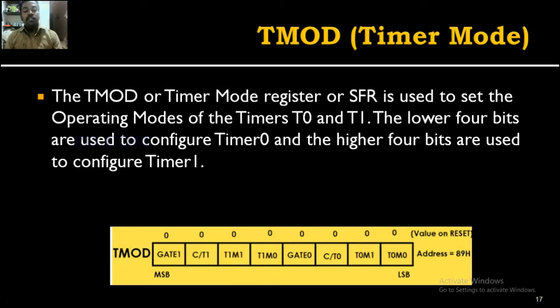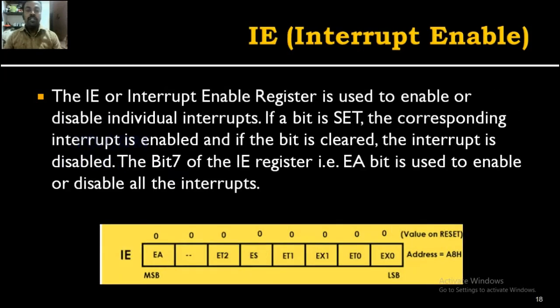These 4 bits for one timer indicate the gate, whether the gate is open or closed, then whether the timer acts as a timer or counter, then the modes of the timer. So by using TMOD we can control the modes and the gate, and whether the timer acts as a counter or timer. These are the things controlled by the TMOD register.